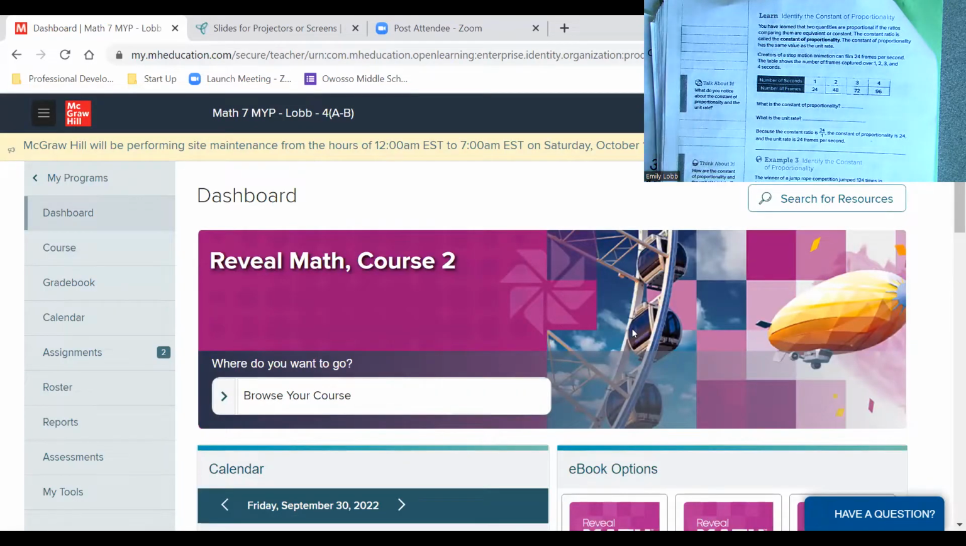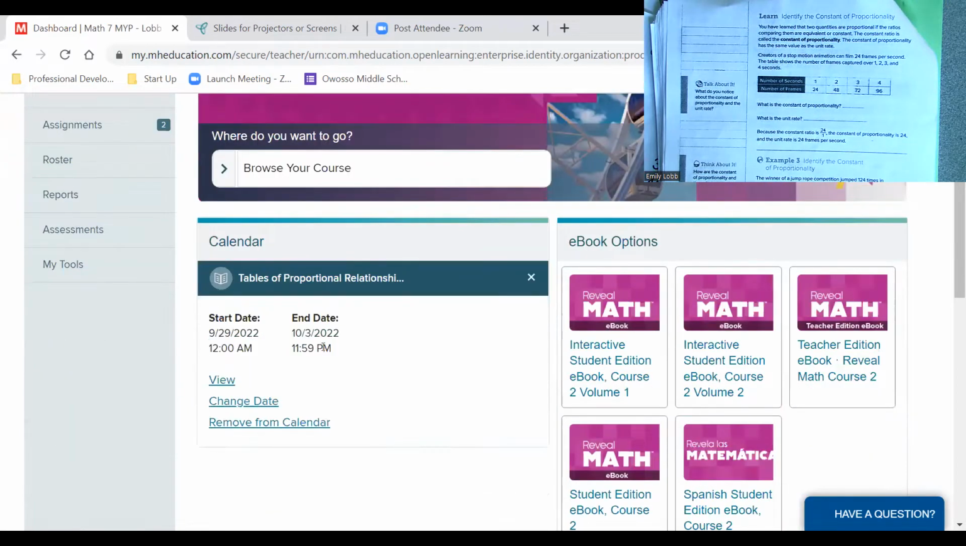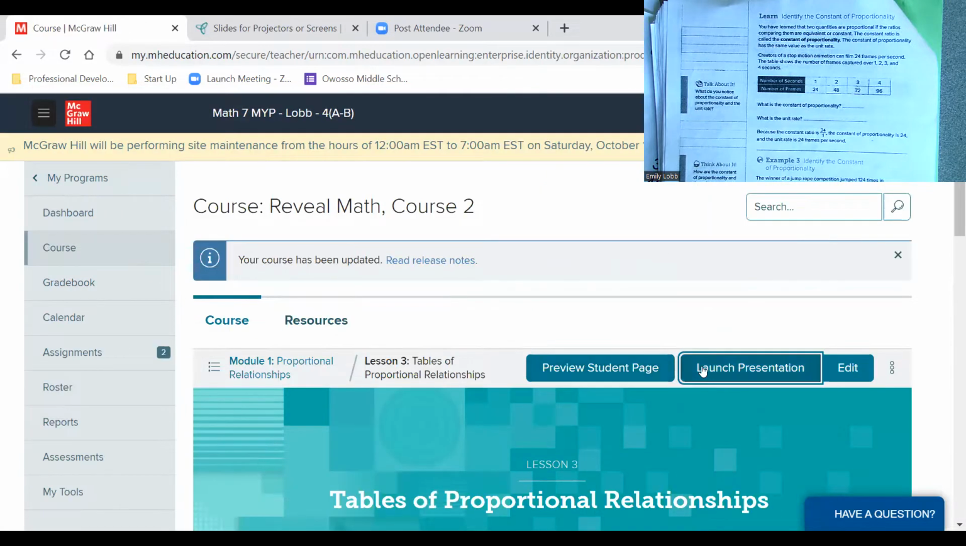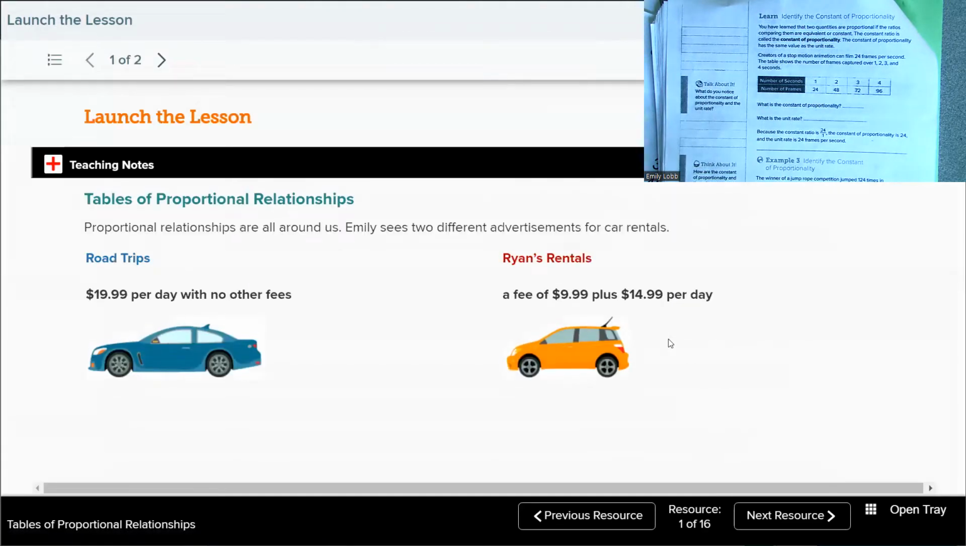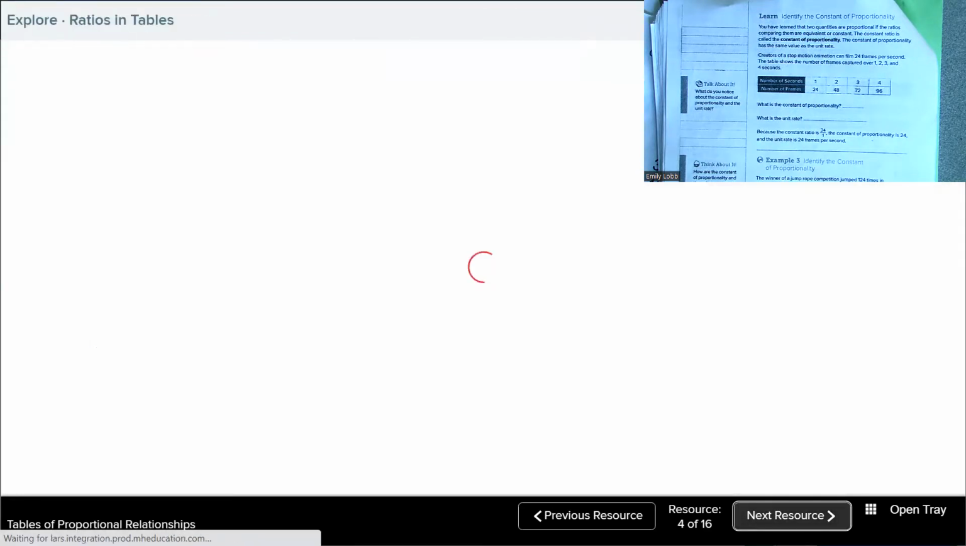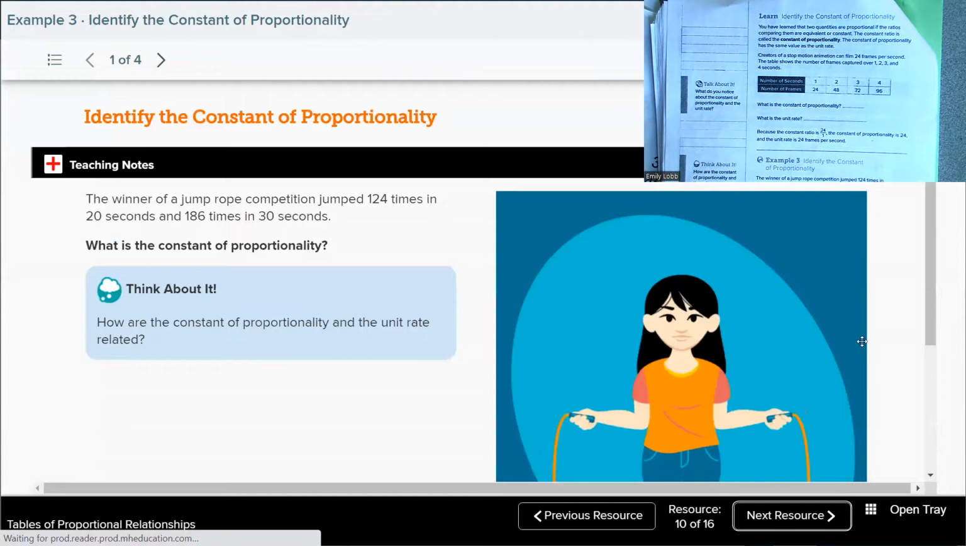We are on page 24. That would be a long ways back. We're on page 24, and in our calendar on your dashboard, you'll find this here. So we launched the lesson and we got through our exploration in example 1 and 2. So now we are on example 3. We're going to identify the constant of proportionality.